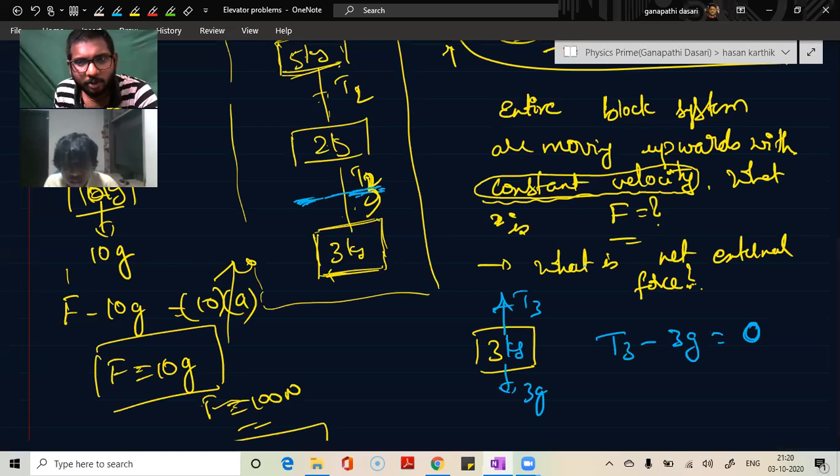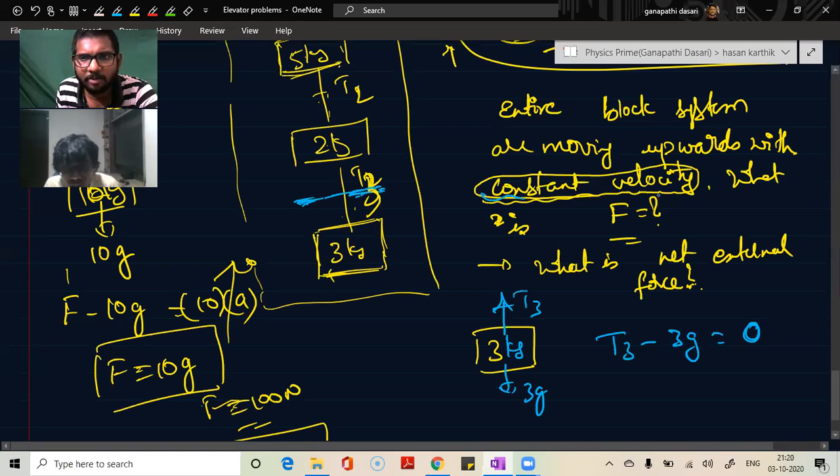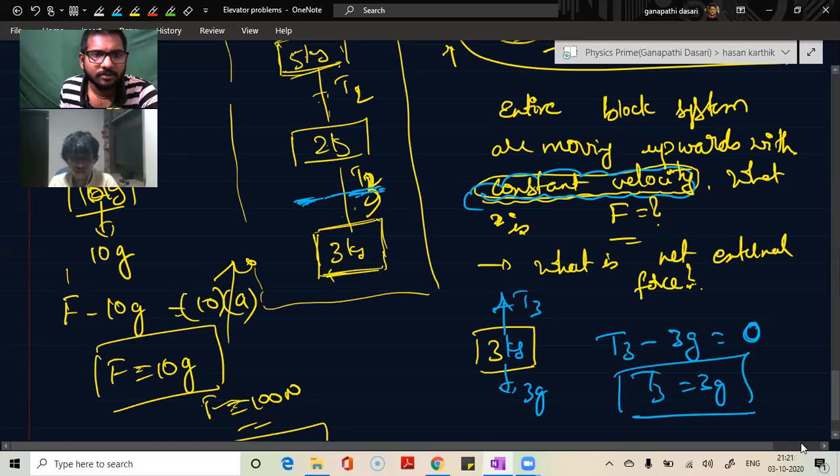Because it is going with constant velocity, the entire block system has acceleration 0. Then T3 will become what? 3G. Now for T2, I will try to draw.